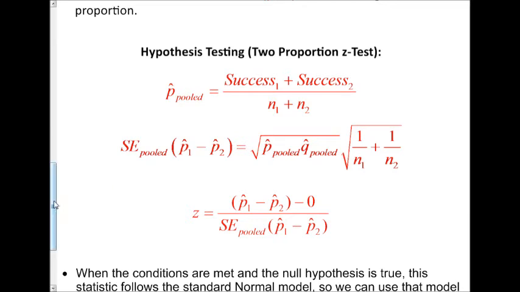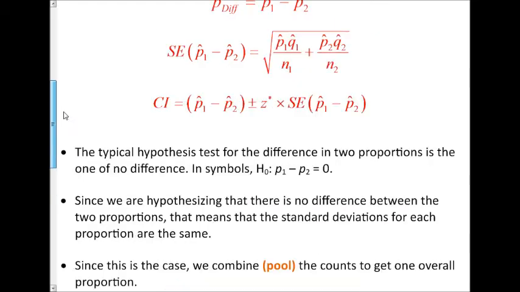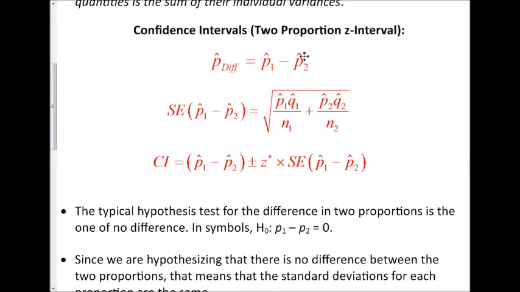So hopefully, again, you've noticed the difference. When you're talking about hypothesis tests, you pool them together and you use the pooled value. When you're talking about a confidence interval, you use them separately and you calculate them separately.